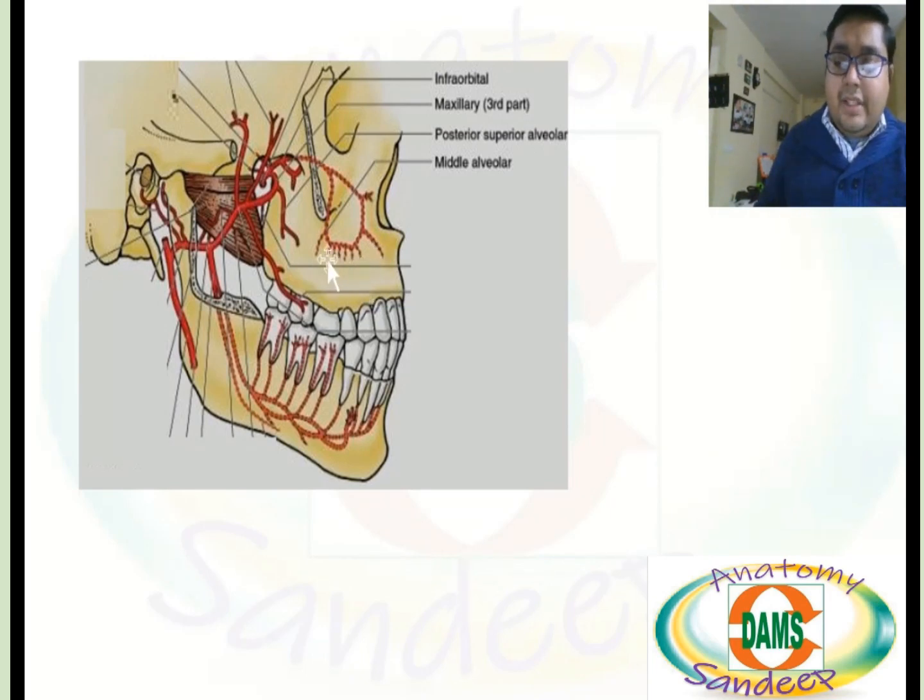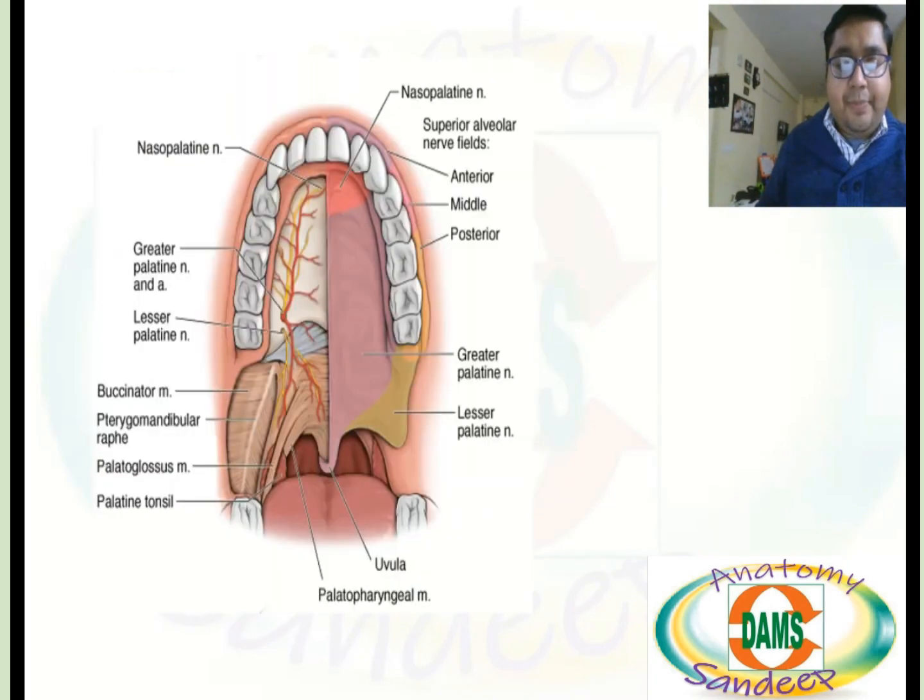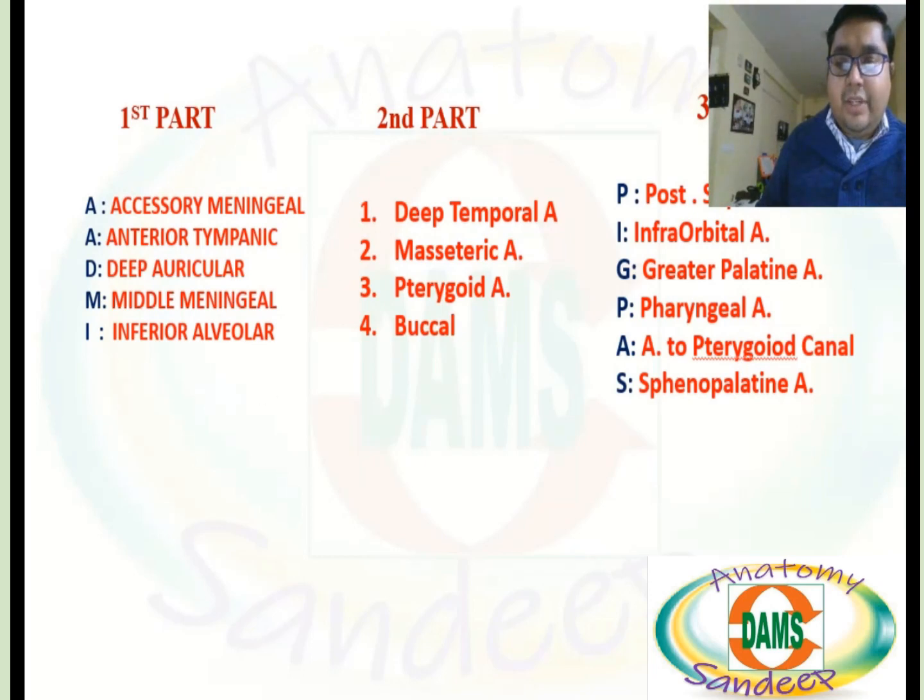So the pattern is just like the infraorbital nerve, right? The posterior superior alveolar is a direct branch from the maxillary artery, whereas the middle superior and anterior superior alveolar are branches of the infraorbital artery. Next we can see the greater palatine artery, which supplies the hard palate. It also gives this branch, the lesser palatine, which supplies the soft palate. So these are the branches from the three parts.